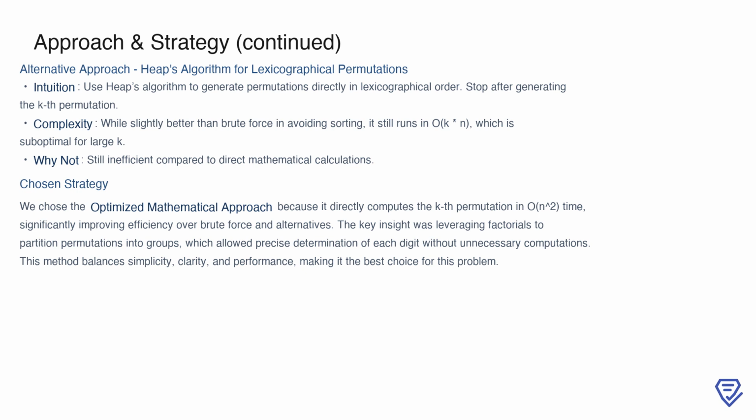Another option we could consider is using Heap's algorithm, which generates permutations directly in lexicographical order. With this method, we could stop once the kth permutation is generated. While this approach avoids the need to sort permutations afterward, its complexity is still k*n. For large values of k, this remains suboptimal compared to the mathematical approach. Ultimately, the optimized mathematical approach was chosen as the best strategy.